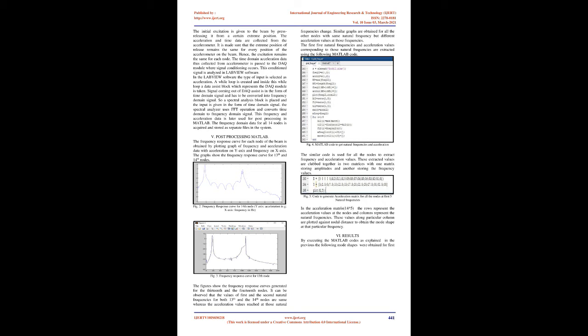Acquisition of vibrational data at different nodes in the LabVIEW software. Acquiring frequency domain data. Experimental setup with cantilever beam, accelerometer, and NI DAQ.